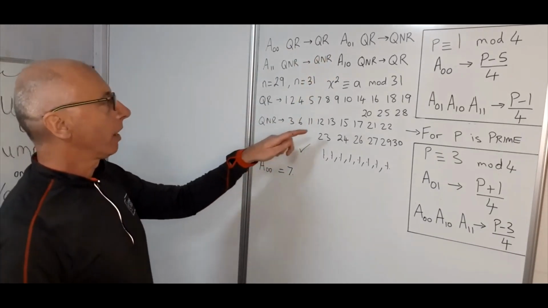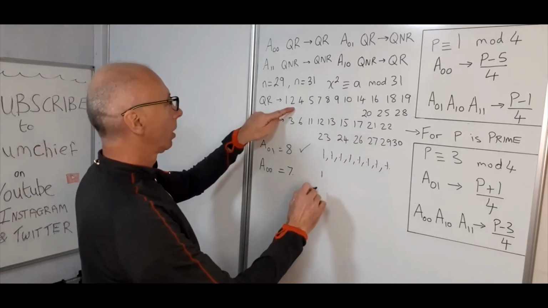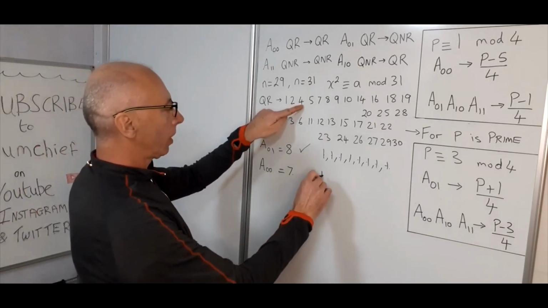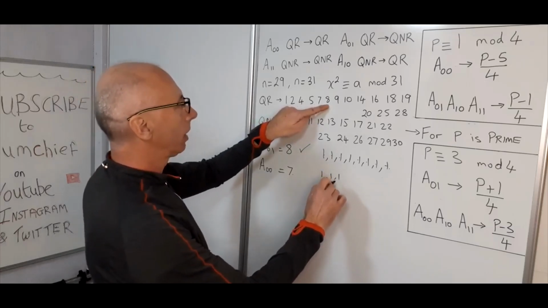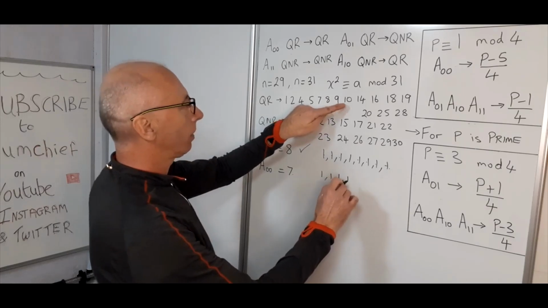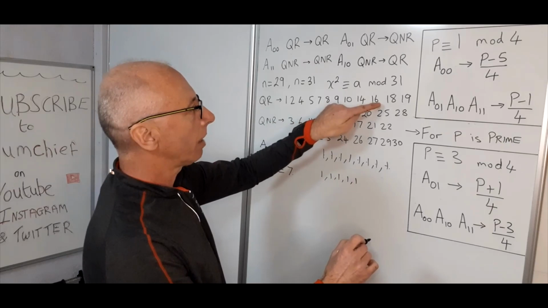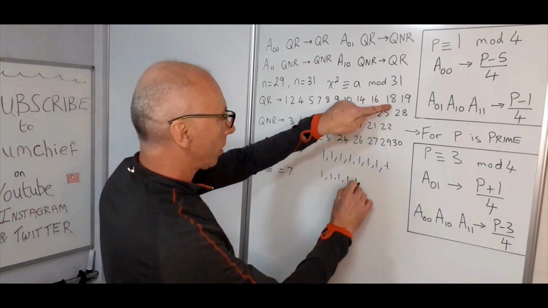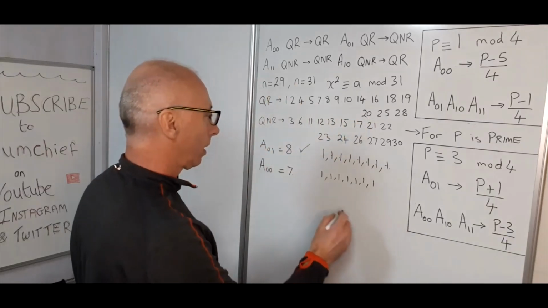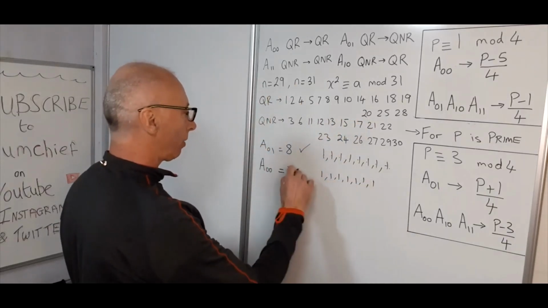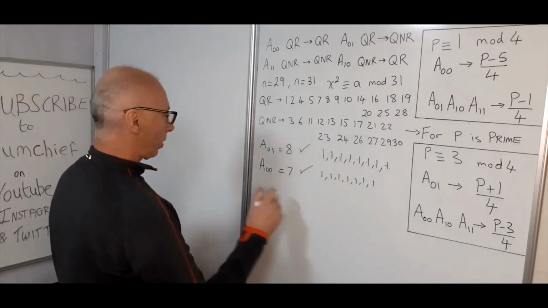A00 is quadratic residue followed by quadratic residue. So let's see where they are following each other. So 1 is followed by 2. Then there's a gap. 4 follows 5. Then there's a gap. 7 follows 8. 8 follows 9. 9 follows 10. Then we've got a gap. 14 gap. 16 gap. 18 follows 19. 19 follows 20. And then that's it. So here there should be 7, of which there is. So that's good.